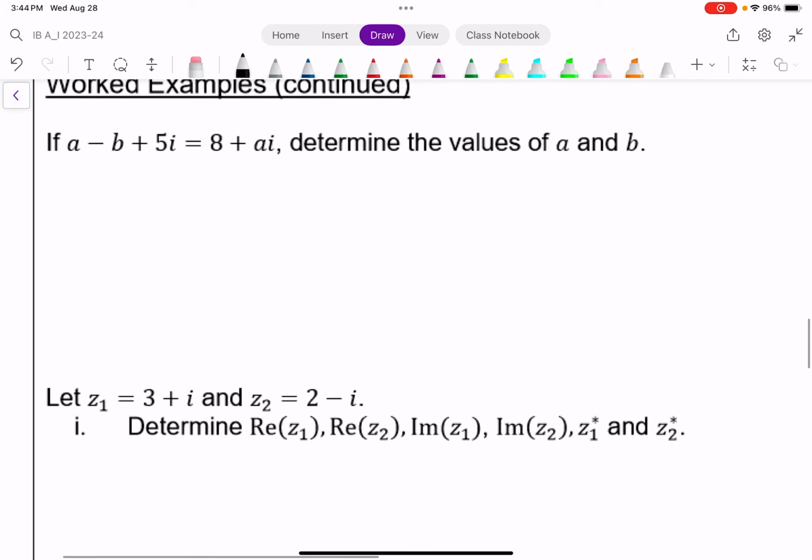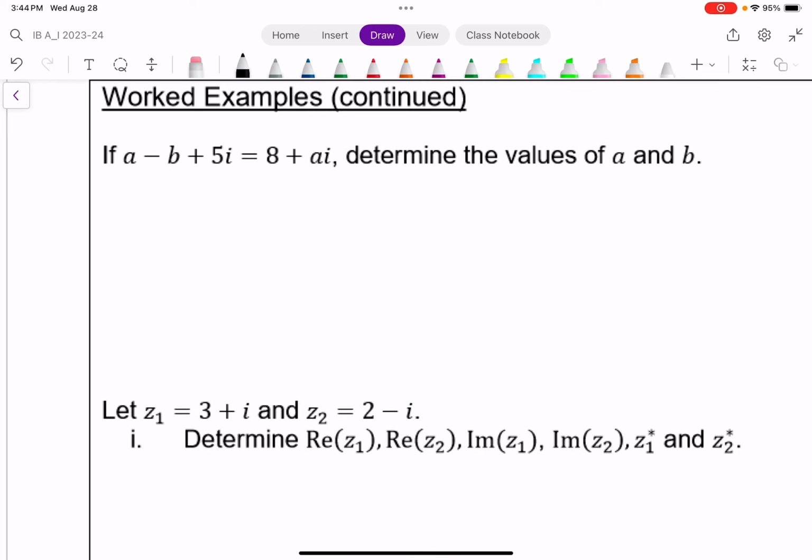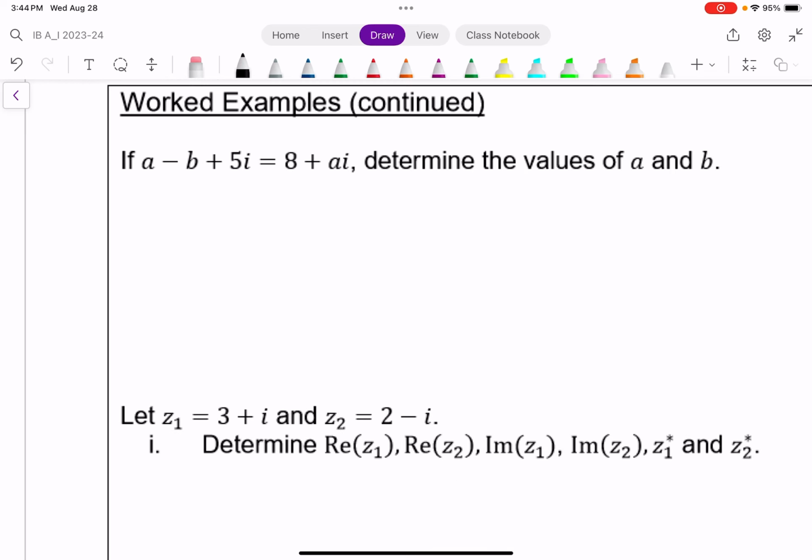All right, so for this, I have an expression where a minus b plus 5i equals 8 plus ai. And I want to determine what these values of a and b are. Well, one thing to realize is that I have 5i on one side, and a times i on the other. And no other terms involve the imaginary unit, which means the a minus b and the 8 on the other side have nothing to do with the imaginary values.